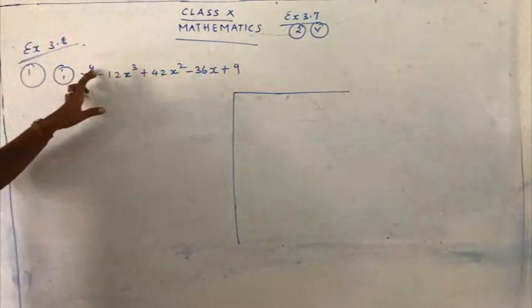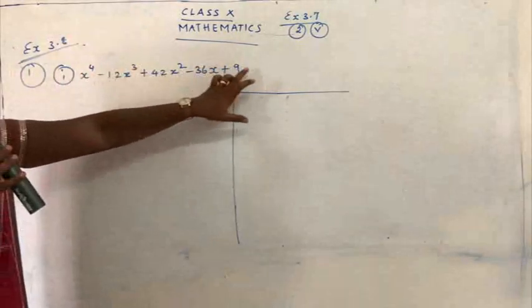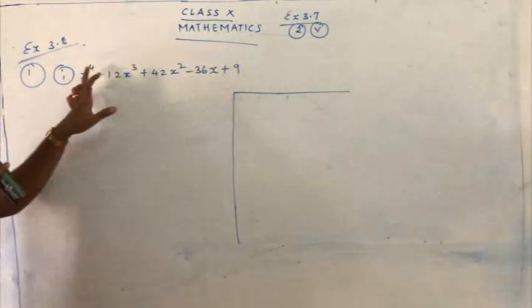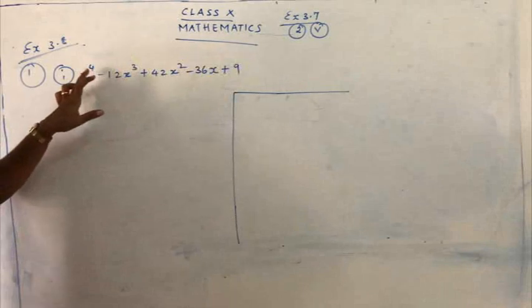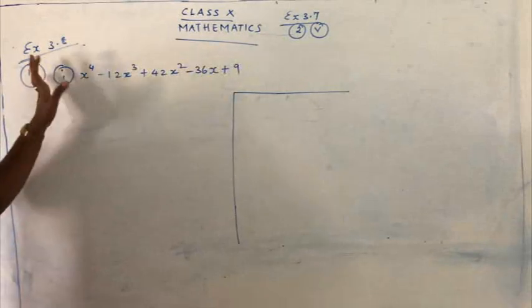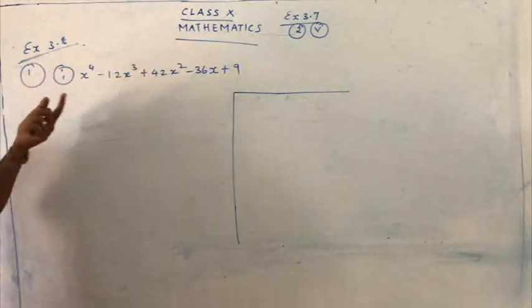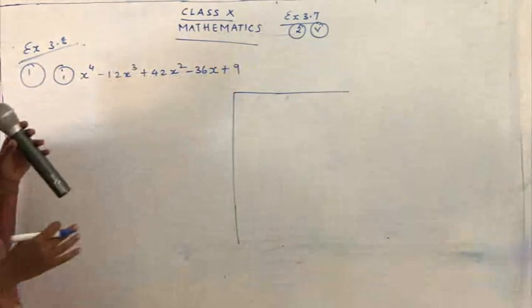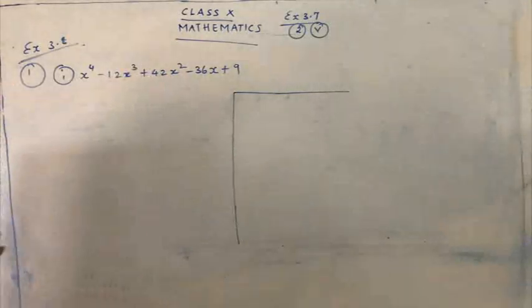So we have the power 4, 3, 2, 1 and here 0. Nothing is here. So what's the power here? It's 0. So the highest degree is 4. The degree is 4 here. So you have to just arrange in highest power or you have to arrange in the increasing order. So let's write the polynomial as it is because it is in standard form.